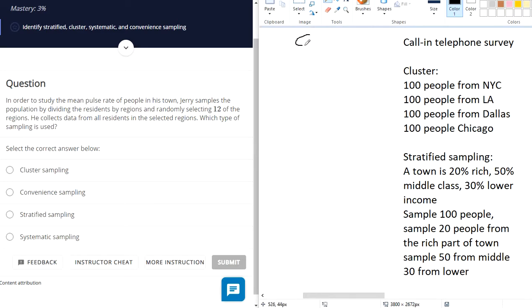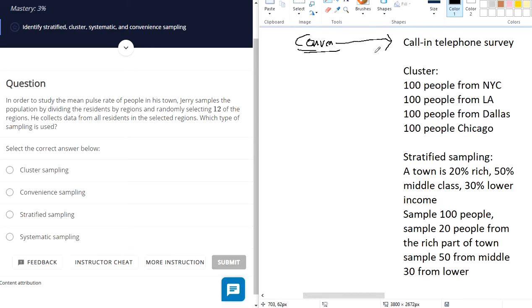This is convenience sampling. Convenience sampling is a sampling method that we try not to use. Convenience sampling would be like a call-in radio station, and they just ask people who they're going to vote for. It's convenient because the researchers, meaning the radio station, don't have to do any work to gather the data, but it's got a lot of potential issues for bias because you're not getting everyone's opinion. You're just getting the opinions of the people who could call in and who were engaged enough to call in at that time.